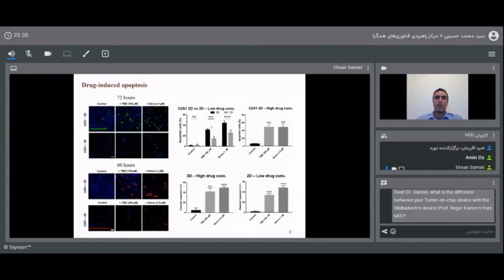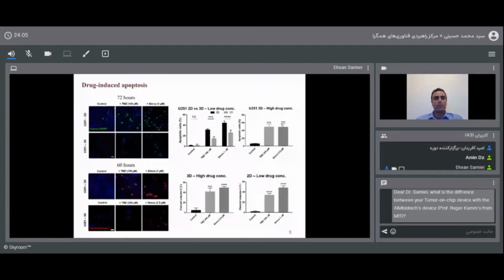So the monolayer showed a higher level of apoptosis than the 3D culture, which is in line with the viability results, and shows that the cells in the 3D model are more resistive to the drug, which is more physiologically relevant. And to ensure that apoptosis is the main mechanism of cell death, we increased the concentration of the drug only for the 3D model, and we observed that the level of apoptosis increased.